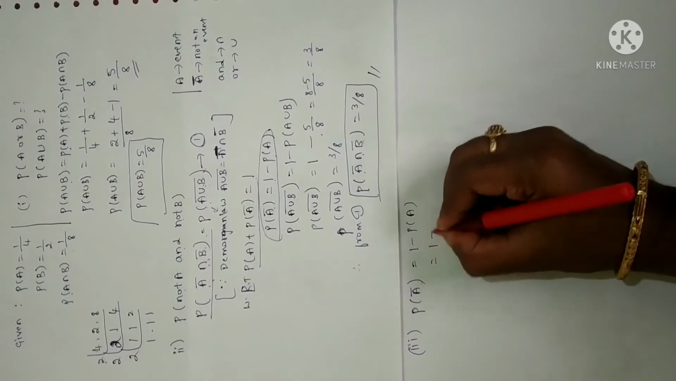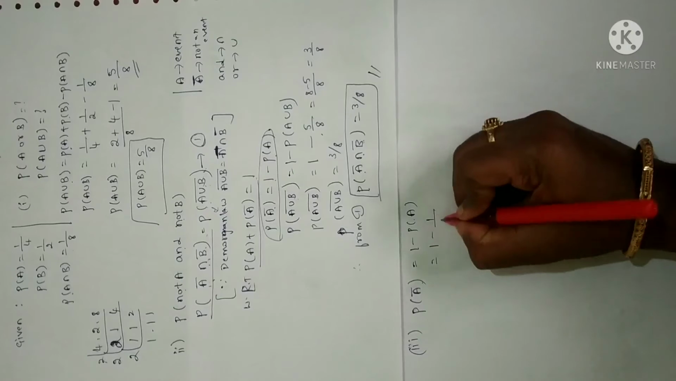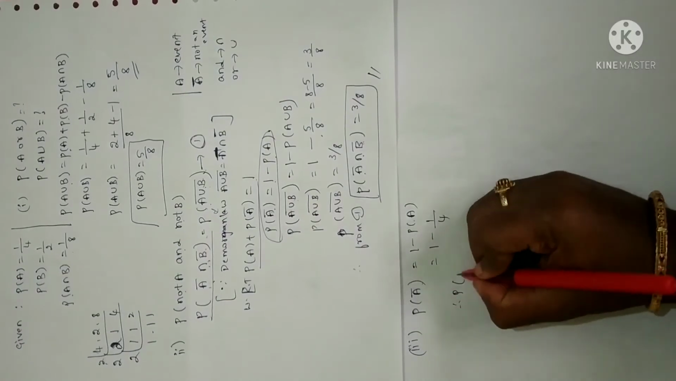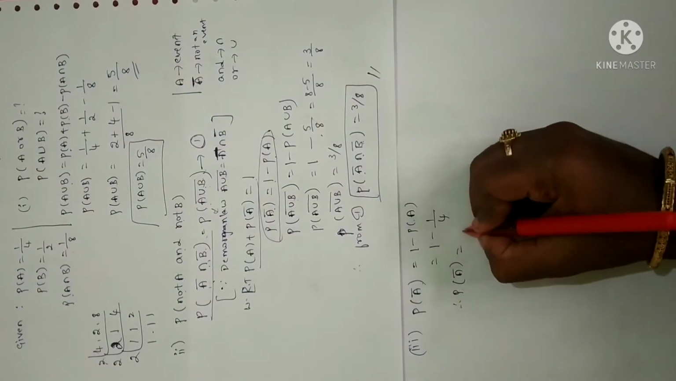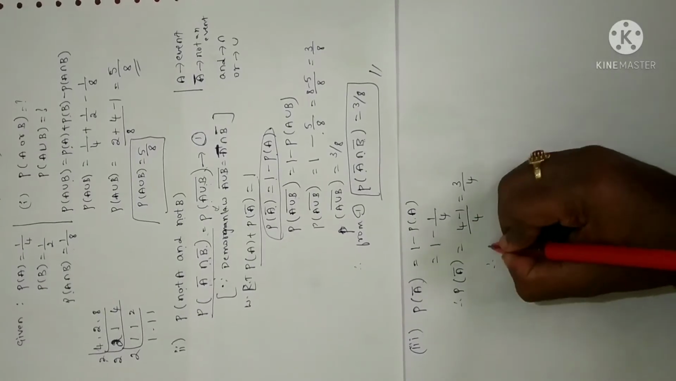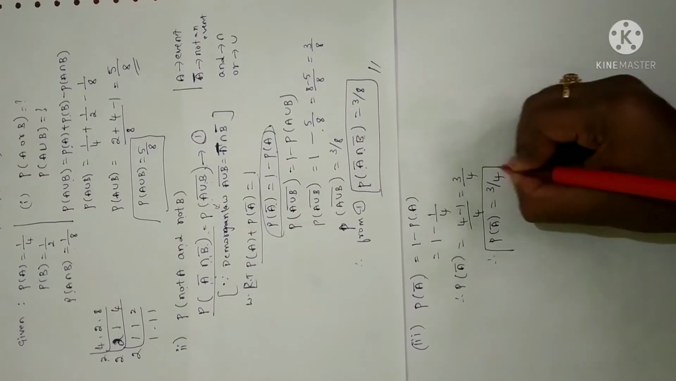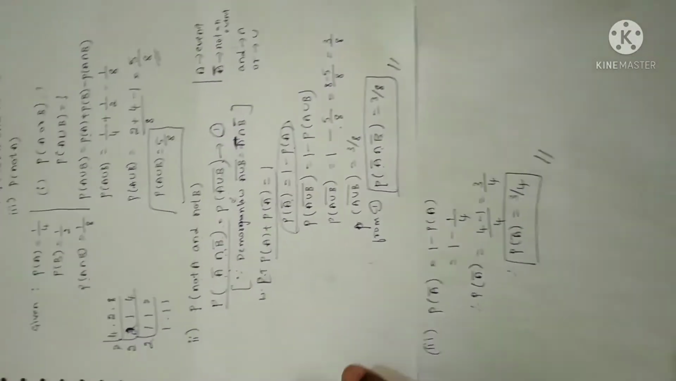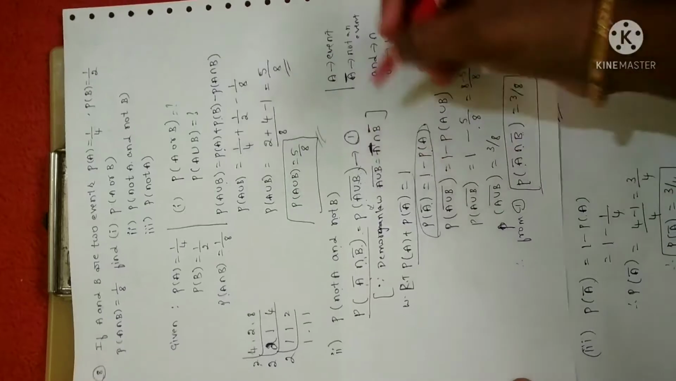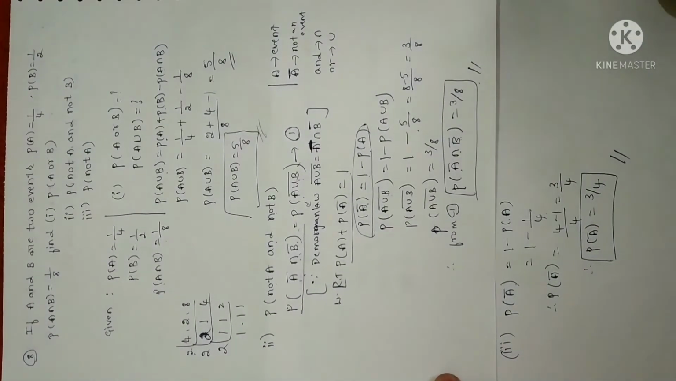So it is 1 minus probability of A, which is given in the problem itself. It is 1 by 4. Therefore, probability of A bar is equal to, LCM is 4, 4 minus 1 by 4. It is 3 by 4. Therefore, probability of A bar is equal to 3 by 4. Hope it is clear, right? So the first sub question I have done here, the second sub question here, the third sub question is here. Hope it is clear.